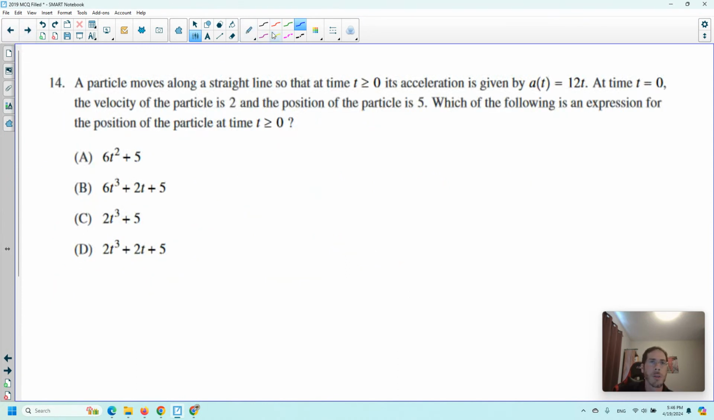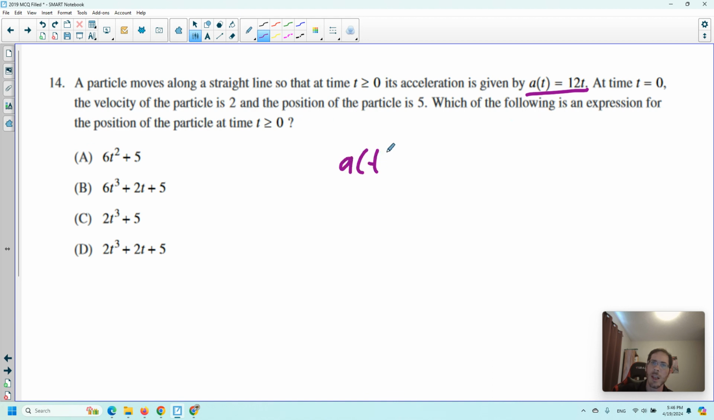Next, 14. A particle moves along a straight line. At time t greater than or equal to 0, the acceleration is given by a of t is 12t. At time t equals 0, the velocity of the particle is 2, and the position of the particle is 5. Which of the following is an expression for the position of the particle at time t greater than 0? So we can see that this is a long one. You can see we're in for a bit of work. I would not blame you if you chose to skip this one on the test and come back to it. But it's not too bad because we are given the acceleration.